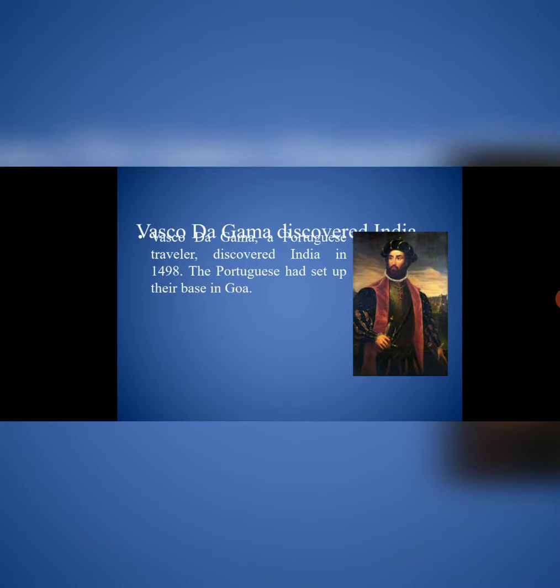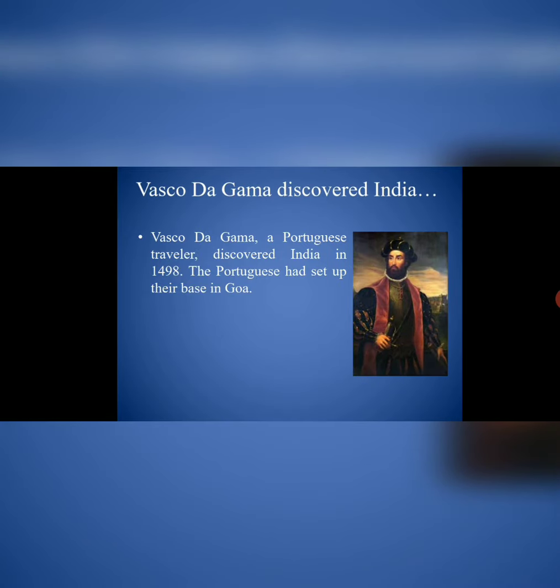Vasco da Gama discovered India. Vasco da Gama, a Portuguese traveler, discovered India in 1498. The Portuguese had set up their base in Goa. Vasco da Gama was the first man to discover India. So, by the time the British arrived, the Portuguese had set up their base in Goa.